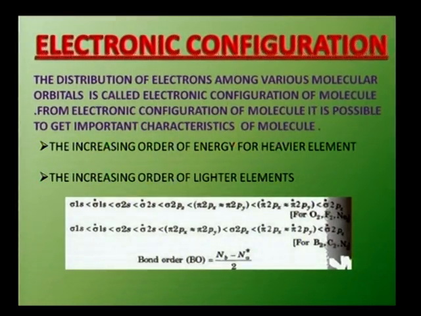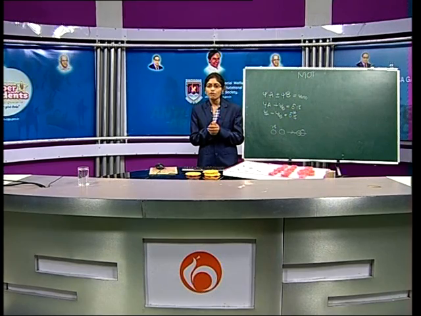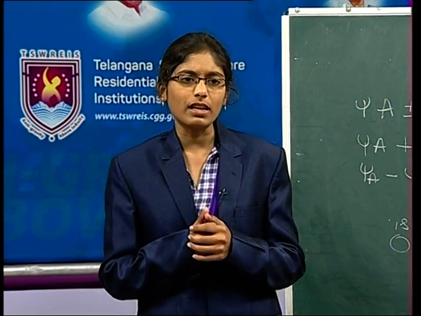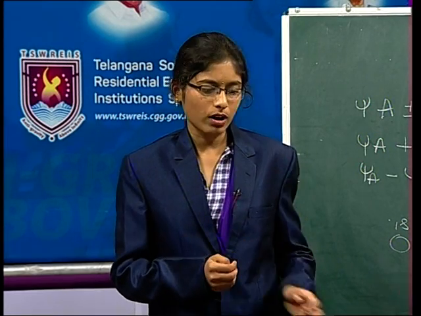In previous classes, we learned the electronic configuration of atoms. Based on the characteristics of elements, it is of two types: increasing order of energy level for heavier elements and increasing order of energy level for lighter elements. What is the increasing order of energy level for heavier elements?